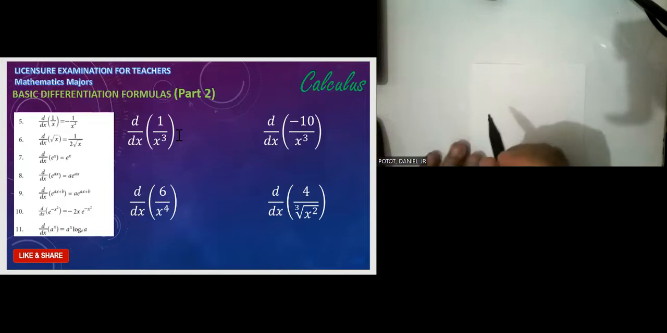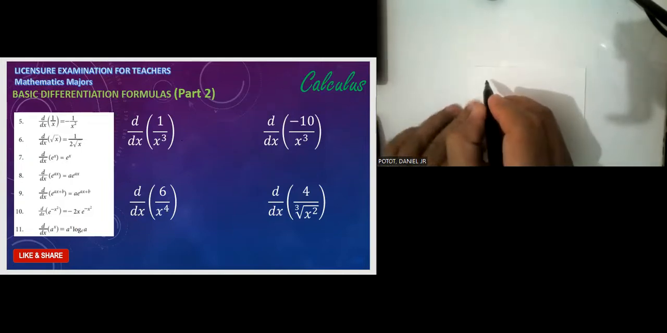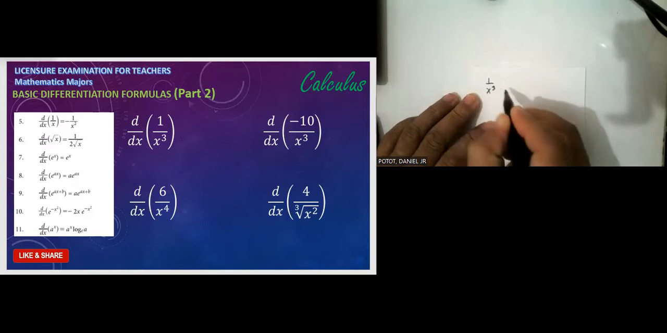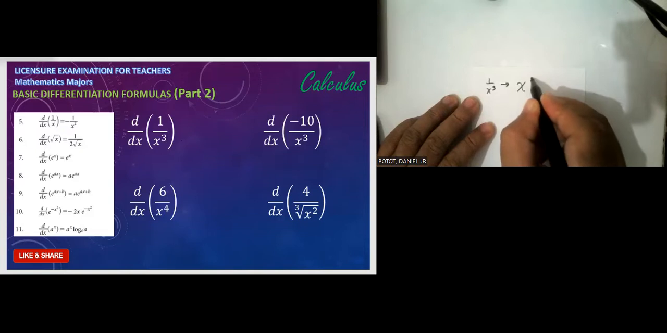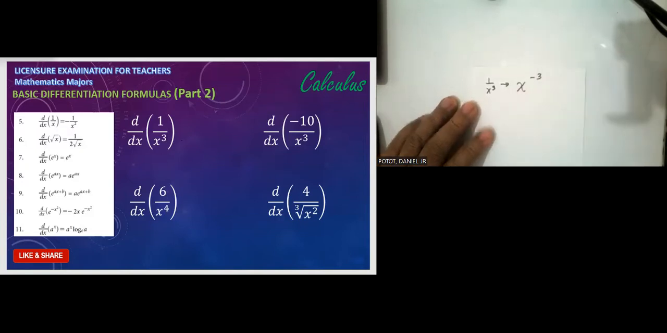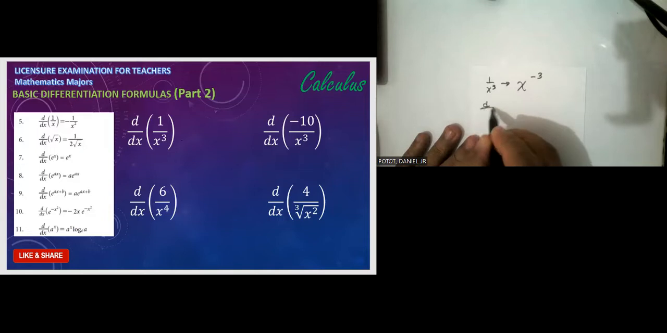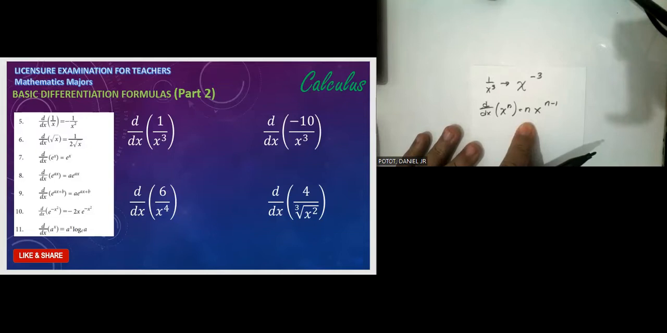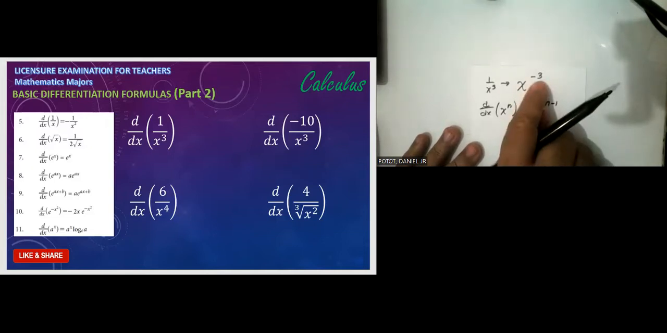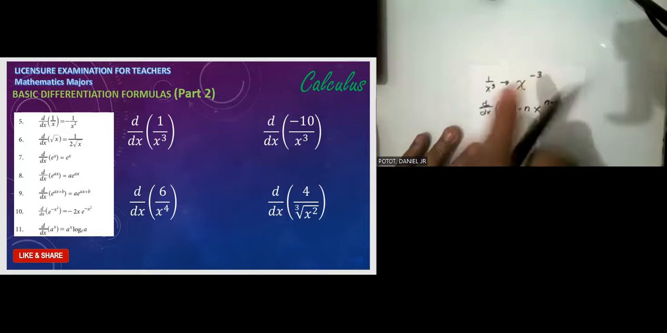So basically, for the first question, you have there the derivative of 1 over x cubed. What you're going to do with this one is rewrite it as x to the power of -3. And then we know from the formula that we have learned in part 1 that the derivative of x to the power of n is equal to n x raised to the n minus 1. And this formula can be applied as well to the negative powers. So we're going to take the derivative of that.